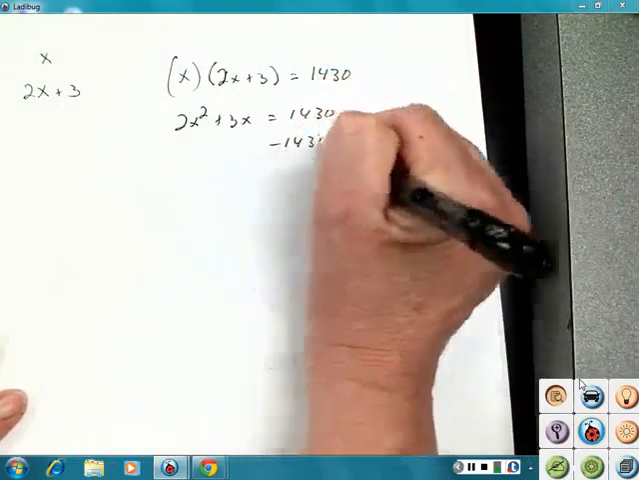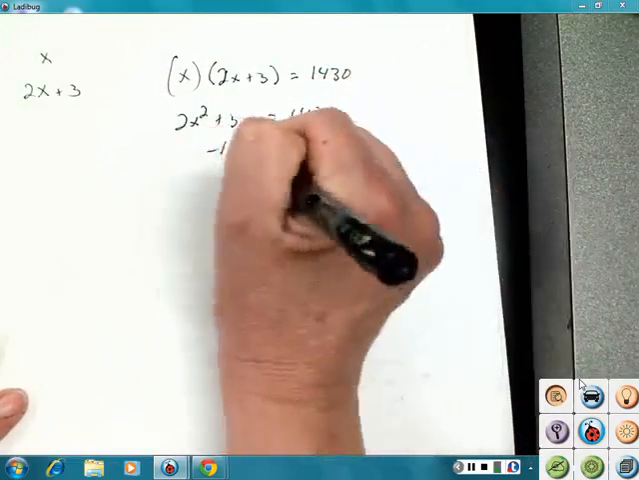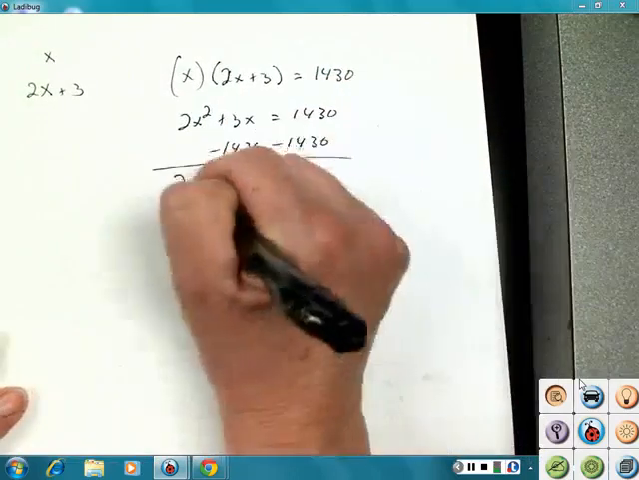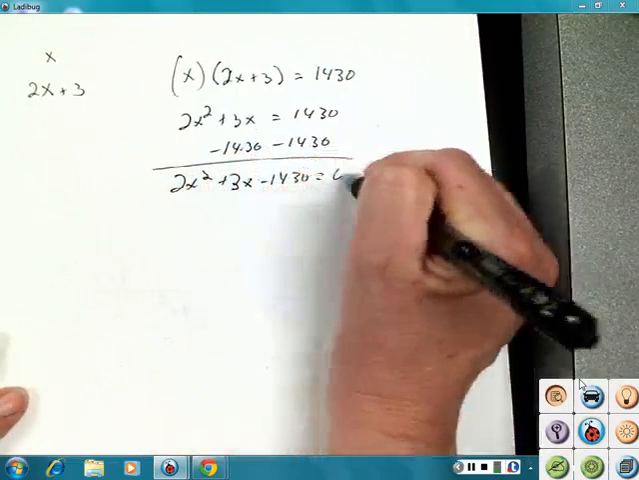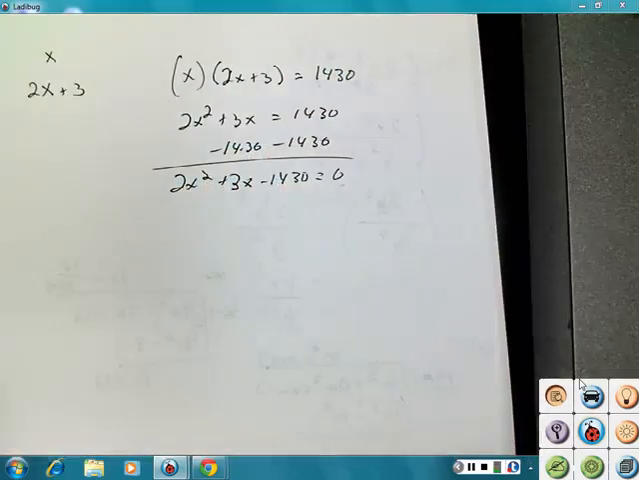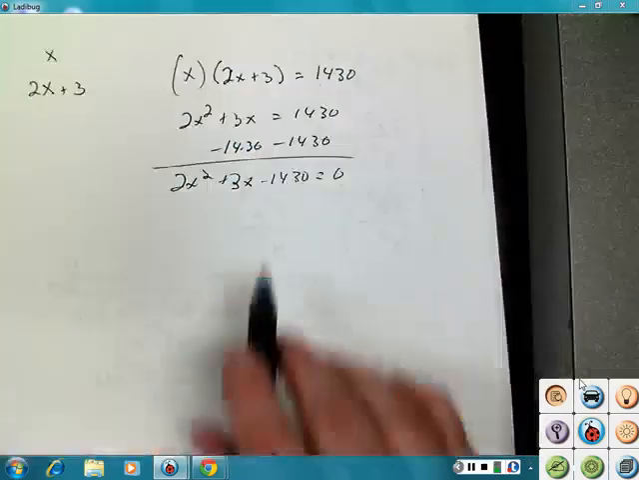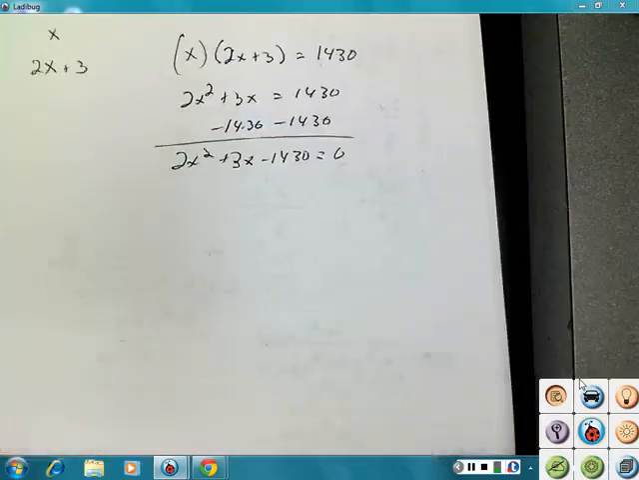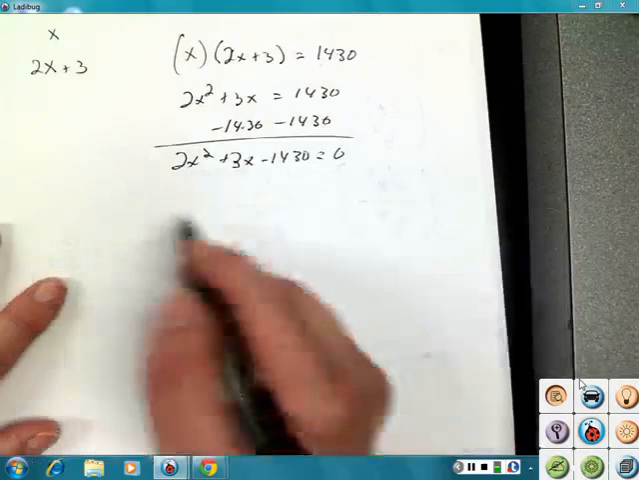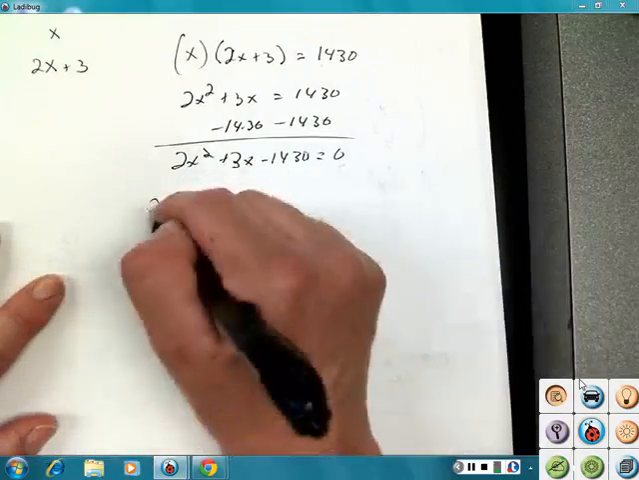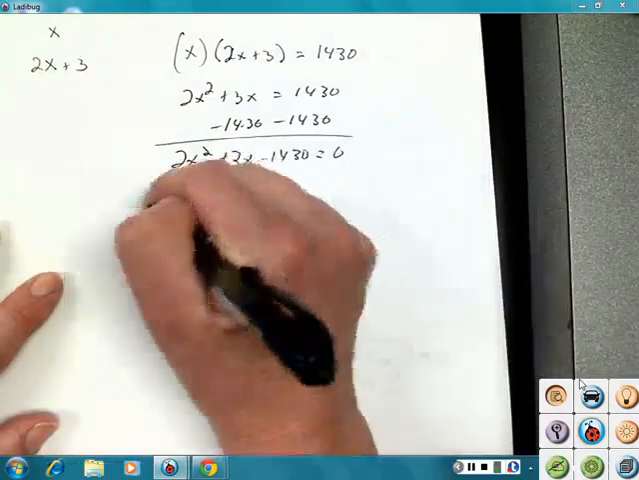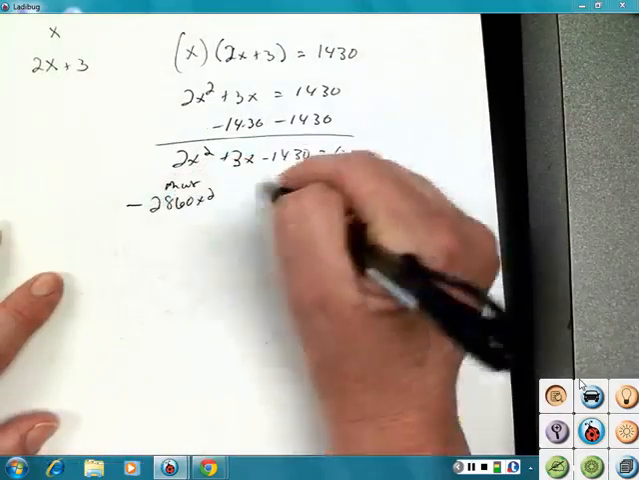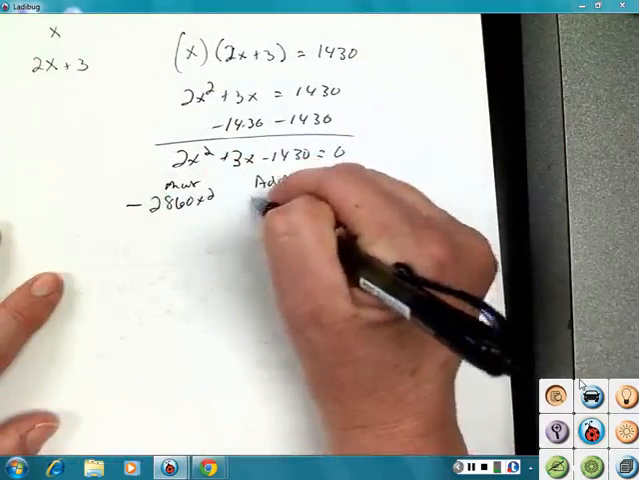Minus 1,430 from both sides gives me 2x squared plus 3x minus 1,430 is equal to 0. So now I need to come up with factors that will give me positive 3 in the middle. It's a negative on the end, so one's negative, one's positive. So 2 times 1,430 is 2,860. It multiplies to give me that, but it adds to give me 3x.